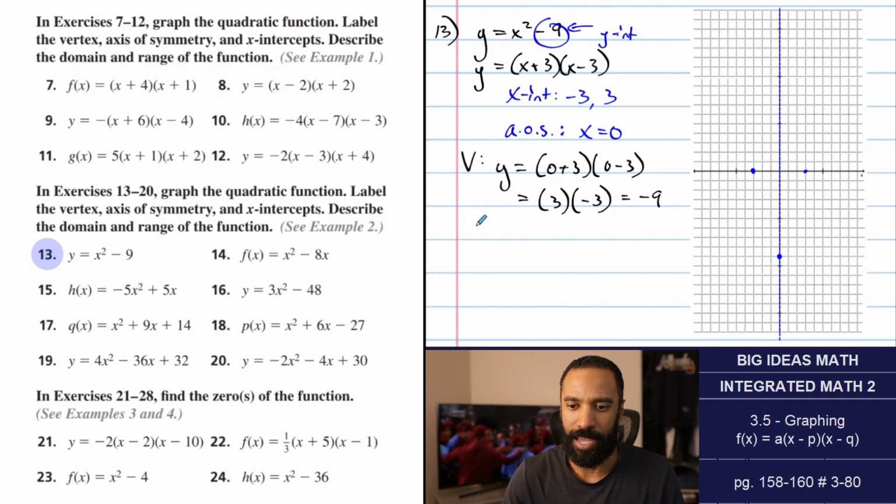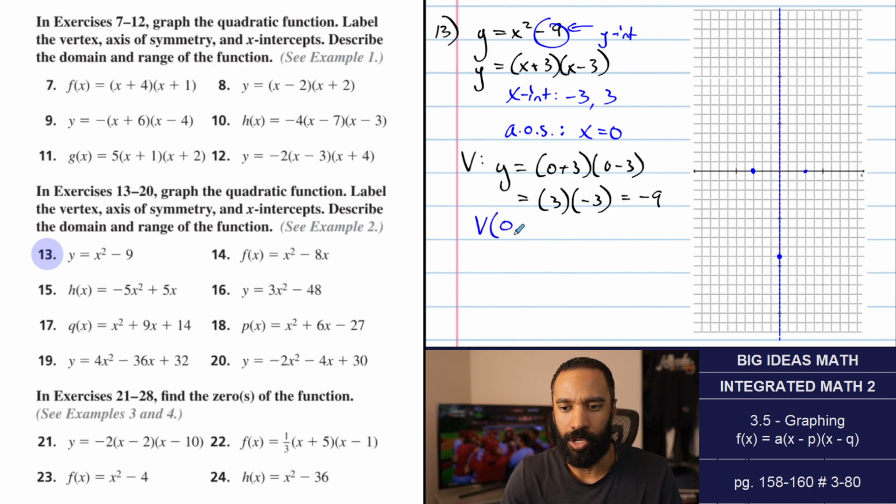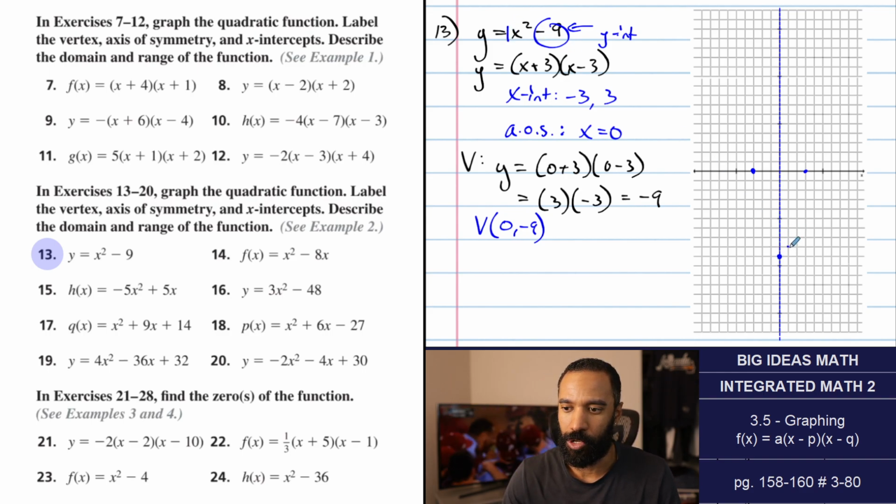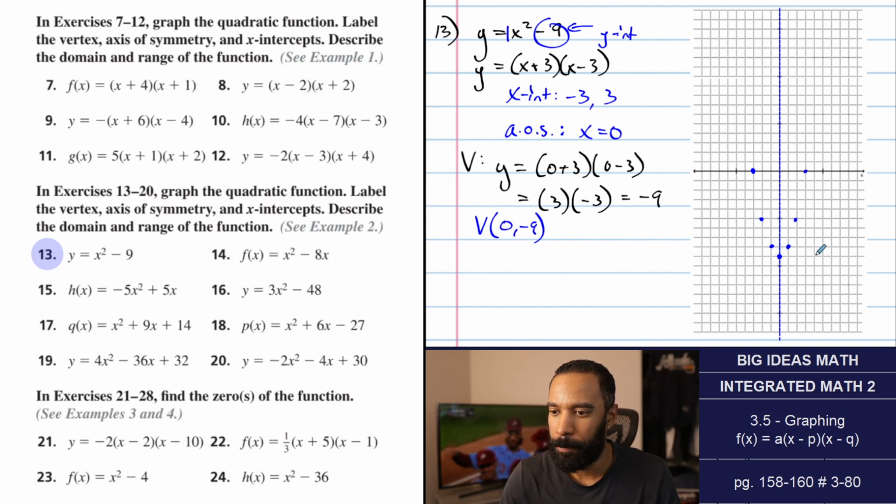Negative 9. So the vertex is going to be at 0, negative 9. And we already have that point right there. So from here, besides domain and range, which I'll remember to do, I got to use my stretch factor of 1 to get some more points here. So 1, 1, 2, 4, 3, 9 is right there, 4, comma 16 is right there.